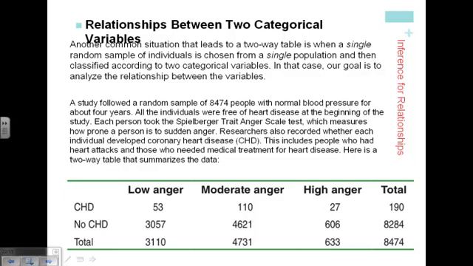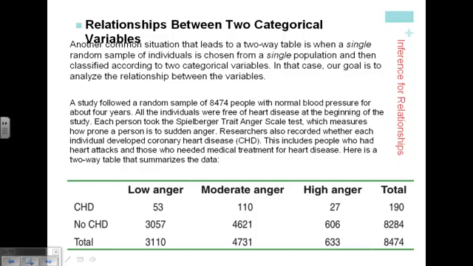We're following 8,474 people with normal blood pressure. All the individuals were free of heart disease at the beginning of the study. And then we also measured them on an anger scale, which measures how prone a person is to sudden anger. Researchers then recorded whether each individual eventually developed coronary heart disease. And here's the summary.